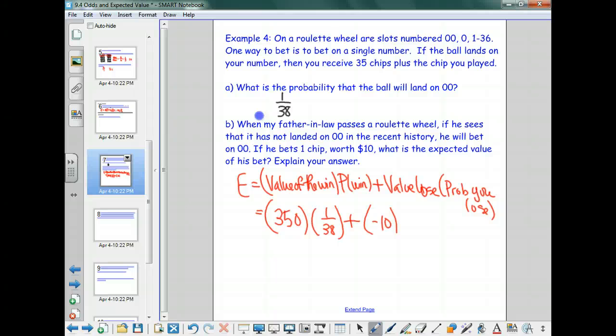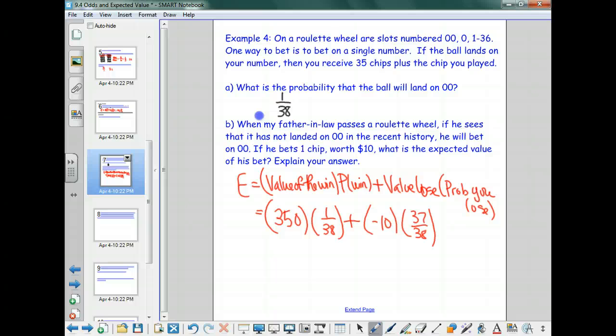Okay, so what's the probability that you lose? 37 out of 38, right? 37 out of 38 times, you will not get your money back.